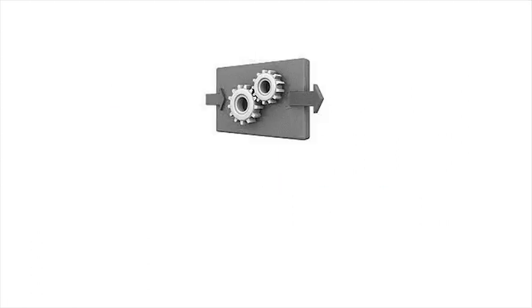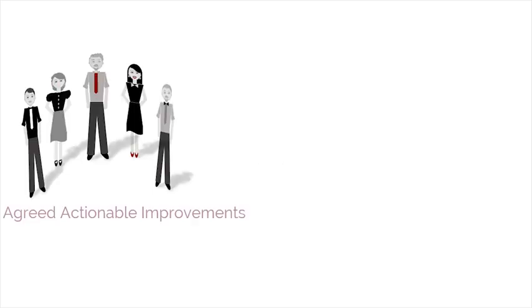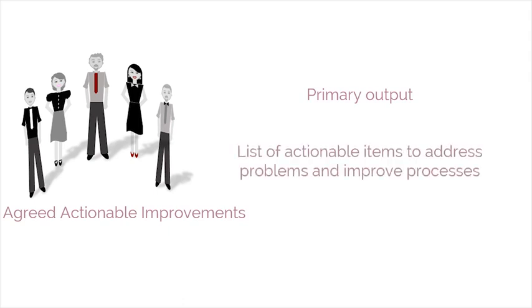Now that we have seen the inputs and tools involved, let's see the outputs generated. There are 2 outputs created. They are agreed actionable improvements and assigned action items and due dates. Agreed actionable improvements are the primary output of the Retrospect Sprint process. They are a list of actionable items that the team has come up with to address problems and improve processes in order to enhance their performance in future sprints.